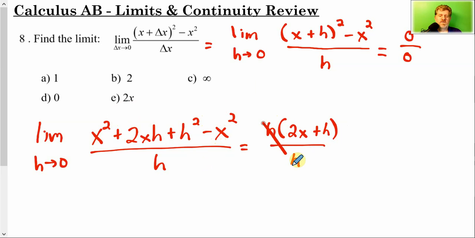Which now means those h's will cancel out. So my denominator is gone. Well, it's not gone. It became 1, so it's not a danger anymore. Now if I plug in 0 for h, I get 2x.